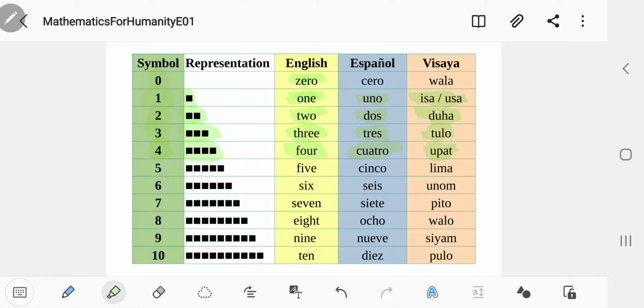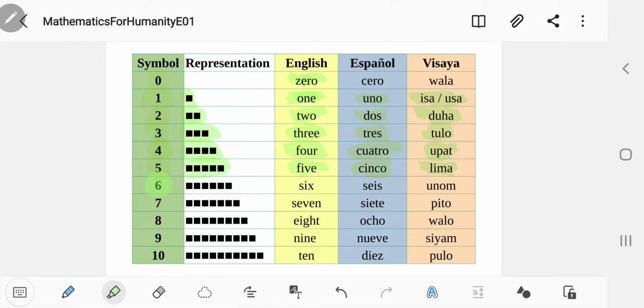You also have this symbol for the number 5, represented here by these 5 black squares. That's 5. In Espanol, cinco. Sa Bisaya, lima. And then you have this number 6.